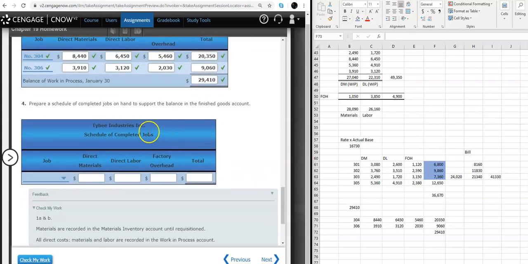All right, schedule of completed jobs. So the one that's complete that did not yet get sold, you'll look up there and see which one is complete that did not yet sell. And that's the one that you'll put in there and you'll accumulate the cost.